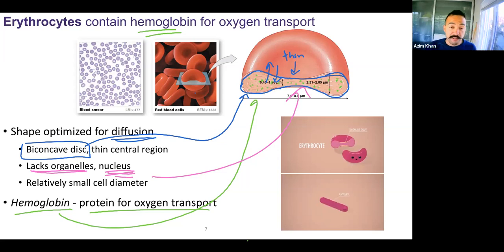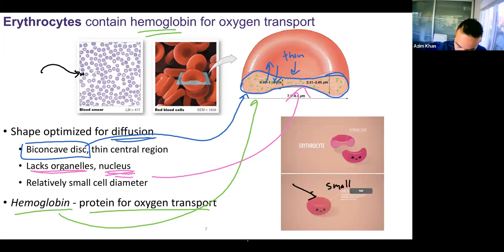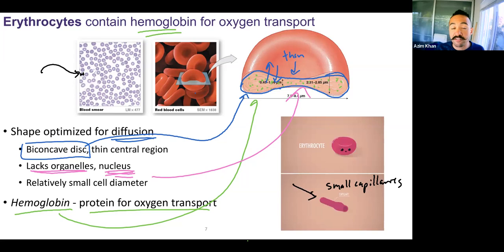Lastly, erythrocytes have a relatively small diameter. The distance across, like take a look at this histology here, the distance across is pretty small. It's one of the smaller cells, not as small as sperm, but it's a pretty small cell. By being really small, it allows them to fit through really small capillaries. Capillaries are really, really tiny blood vessels. If you have really, really tiny branched blood vessels, you're maximizing surface area, you're maximizing diffusion, maximizing exchange of gases, which is the whole point of our circulatory system. Exchange of gases and nutrients. So these erythrocytes, by being really, really small, can squeeze through these tiny capillaries.